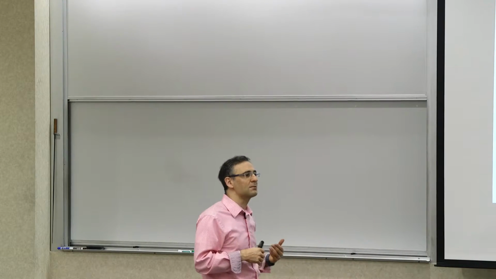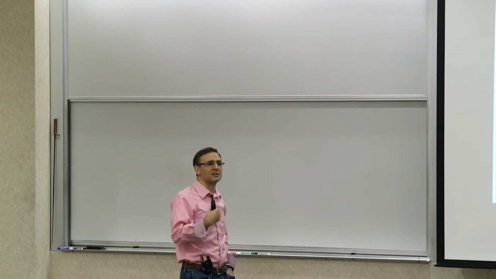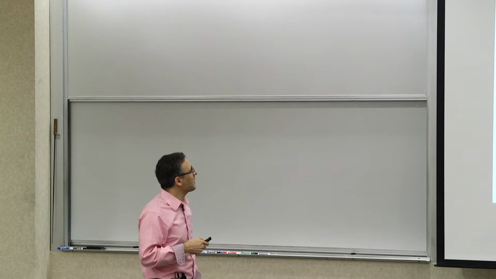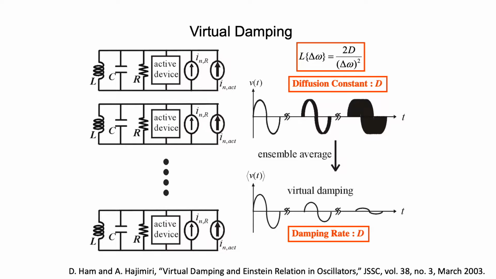And that brings us to the concept of virtual damping. So this is more of a thought experiment, if you will. Imagine that you have an ensemble of n oscillators that are identical in terms of component values. All of them have exactly the same component values, and you start them at the same time. You just turn them on in the same phase. So at time t equals 0, if you take the waveforms and overlay them, what would you see? You will see that they are all on top of each other.